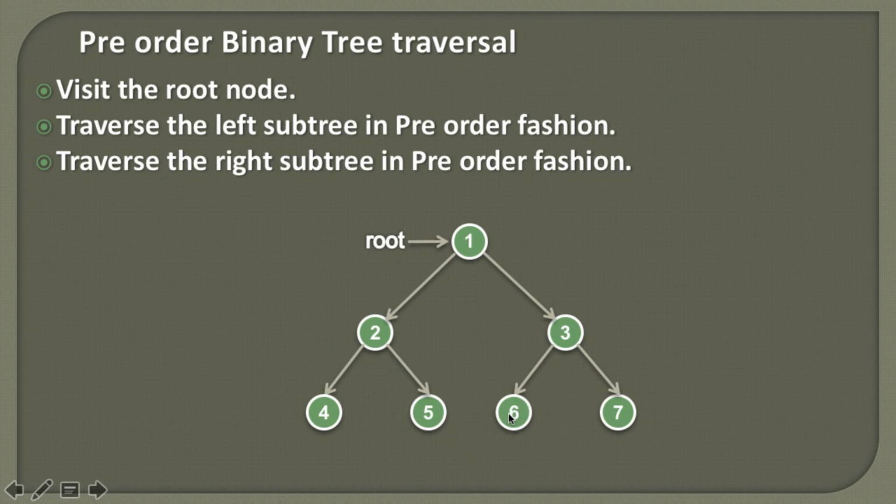Now as node 6 has no left subtree and no right subtree, we are done with the processing of this node. And then we return back to the node 3. Once we return back to the node 3, we have processed its left subtree and now the step remains to process its right subtree.